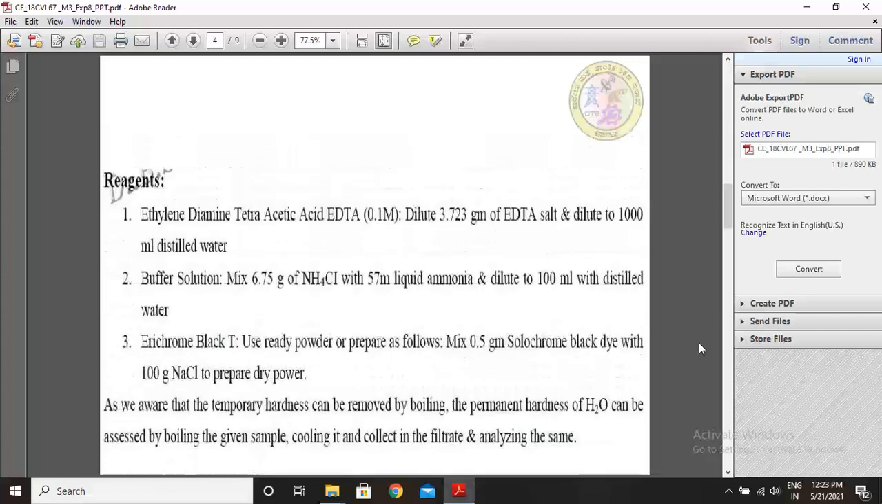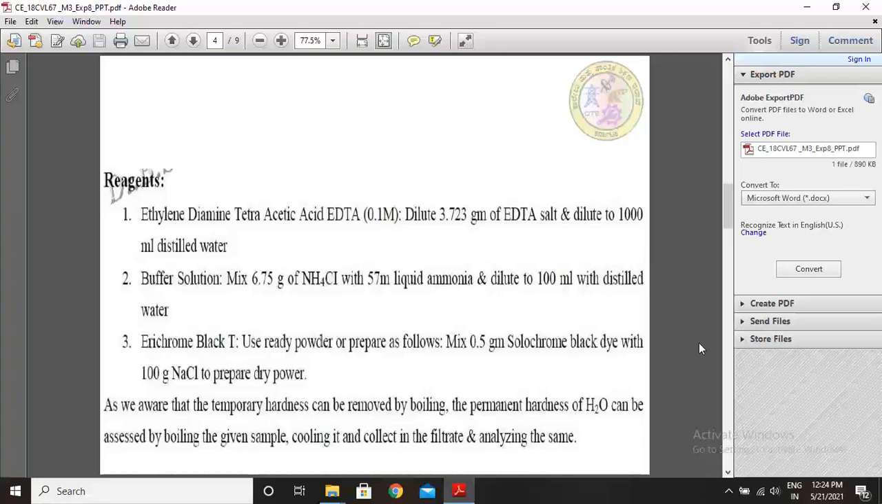Let us see which reagents are used to conduct this experiment. The first reagent is EDTA of 0.01 molarity. To prepare this EDTA reagent, dissolve 3.723 gram of EDTA salt and dilute to 1000 ml with distilled water, that is, double distilled water. Now it becomes 0.01 molarity EDTA reagent.